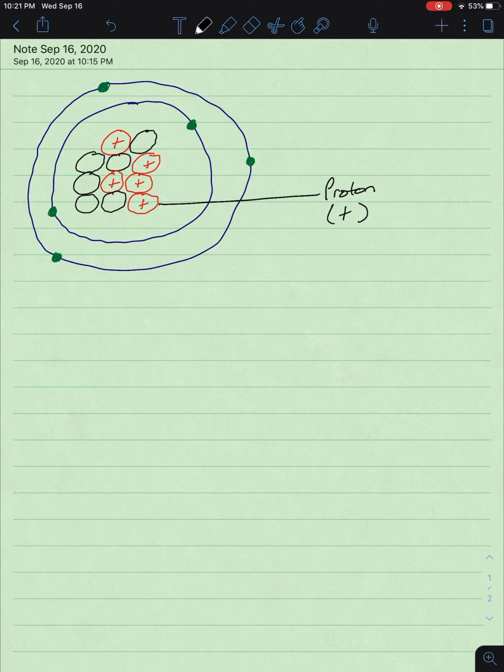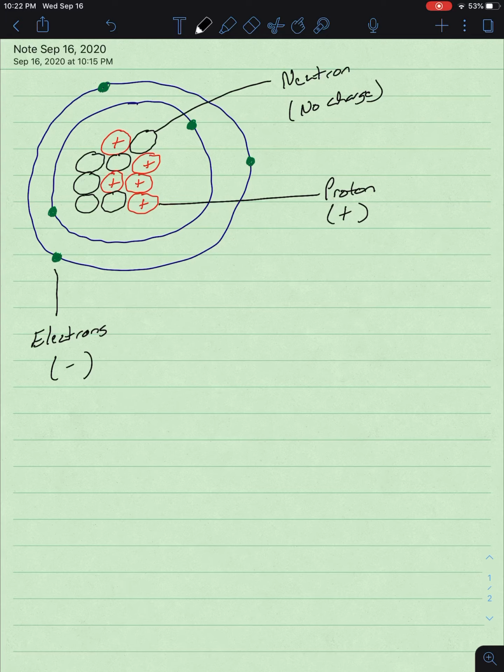What else is included in the nucleus is our neutron. Neutron, you have to think of as neutral, so it has no charge. Our last thing to label is these little dots on the outside. These are our electrons. Electrons are characterized by a negative charge, and they are found on energy levels in the electron cloud, so they are not in the nucleus. Only the protons and neutrons are located inside the nucleus.